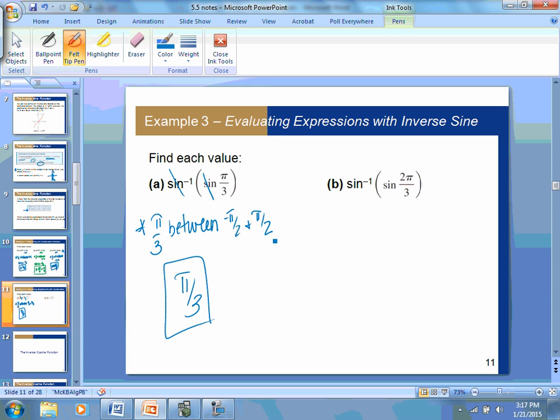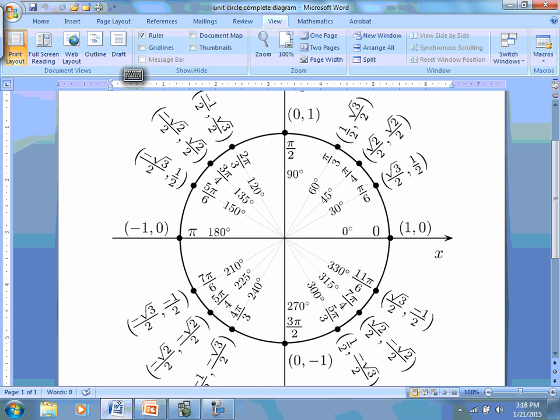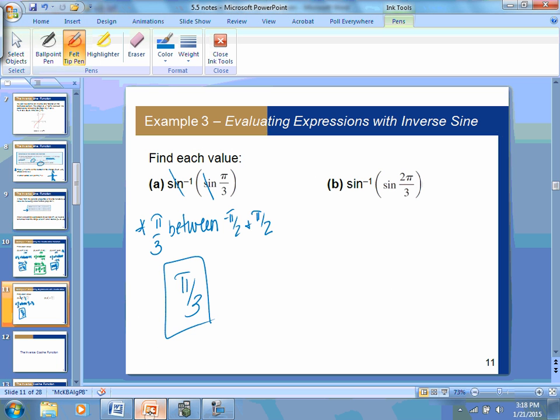Okay, so let's take a look at part B now. We'll go through the same thought process. I'm going to look at this value of 2 pi over 3, and I'm going to see if it's between negative pi over 2 and pi over 2. Okay, so here's negative pi over 2 and pi over 2. I'm dealing with 2 pi over 3. Whoa, 2 pi over 3 is over here. Okay, so I can't just cancel.